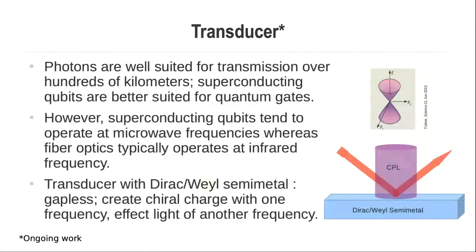But for example, photons are well suited for transmission, and superconducting qubits are better suited for quantum gates. But superconducting qubits operate at microwave, and fiber optics operate at infrared. They are on either side of this terahertz gap. But we can use whatever I just described in order to optically affect the Weyl fermions in order to affect frequencies on both sides of this gap, because these Dirac and Weyl materials don't have a gap in their spectrum.